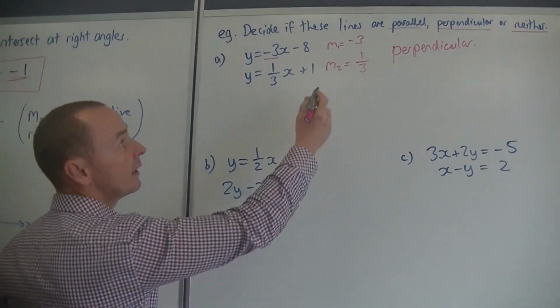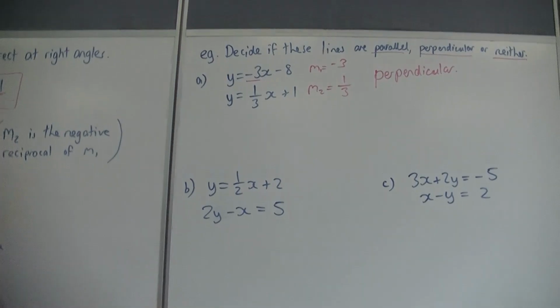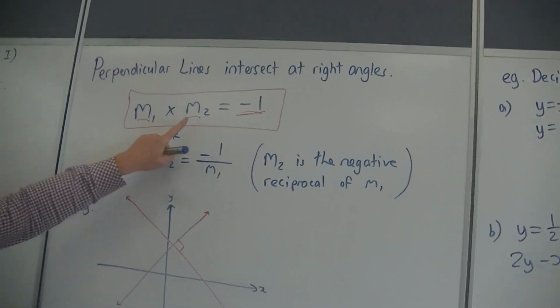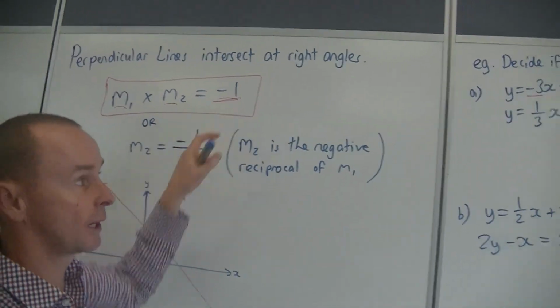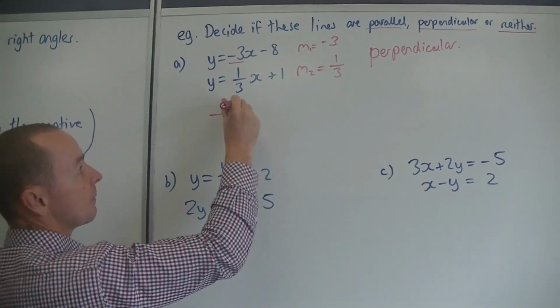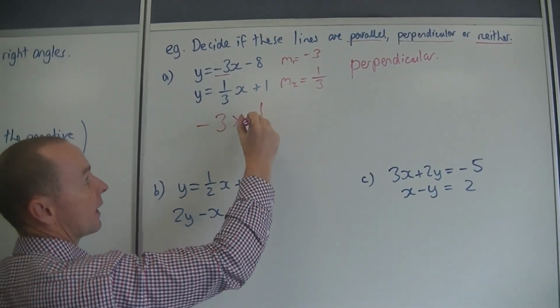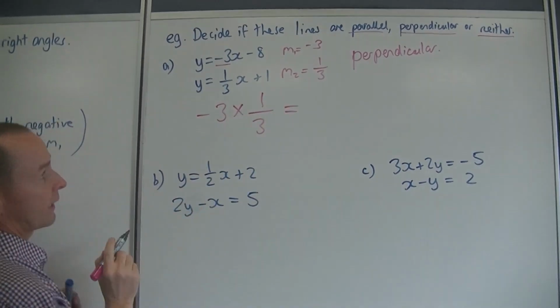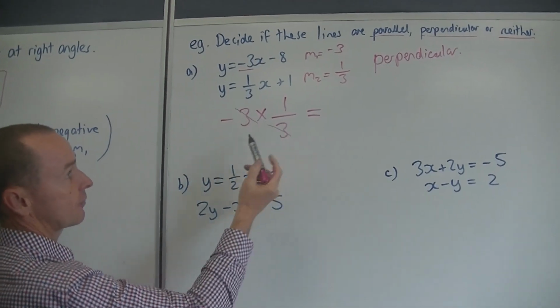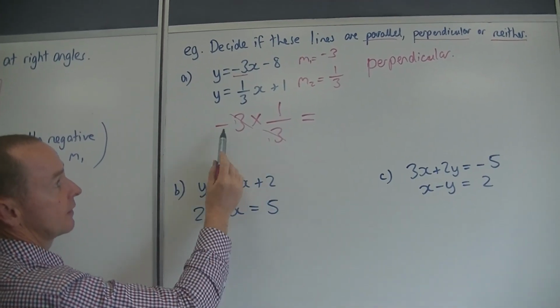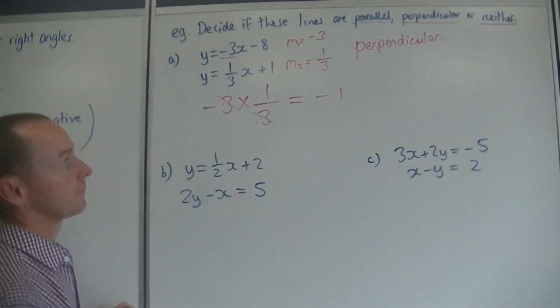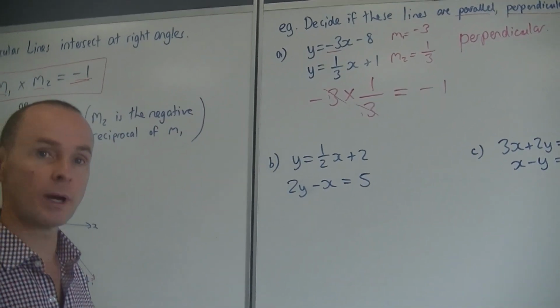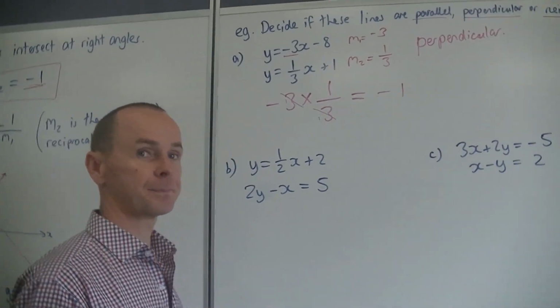Another way to check is if you multiply these two together. Remember this formula over here. Multiply the two together, they should equal -1. Let's do that now. So we've got -3 times 1/3. Let's see what they equal. These two 3's cancel and just leave 1's. So the answer is -1. So we know that those two lines are perpendicular.